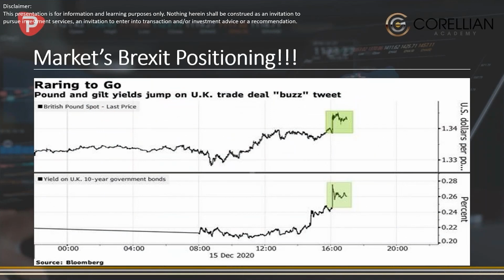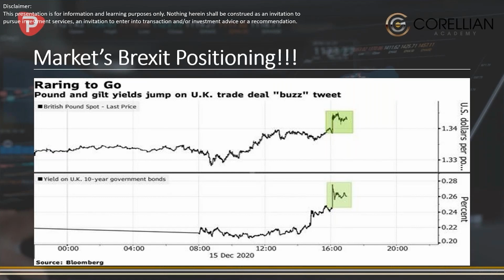Interesting, I wanted to show you this chart, markets Brexit positioning. It's titled Raring to Go. Gilt yields, I mean, 10-year UK bond yields. As we got this change in sentiment, we saw a jump in yields, we saw a jump in sterling, and it just shows you how sentiment can change pretty quickly on a couple of tweets and a couple of statements. But we're back on the belief that we're going to get a deal done now, and that's sort of changed everything from the bond markets.